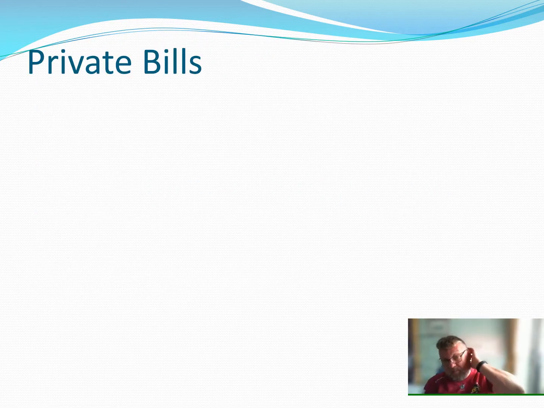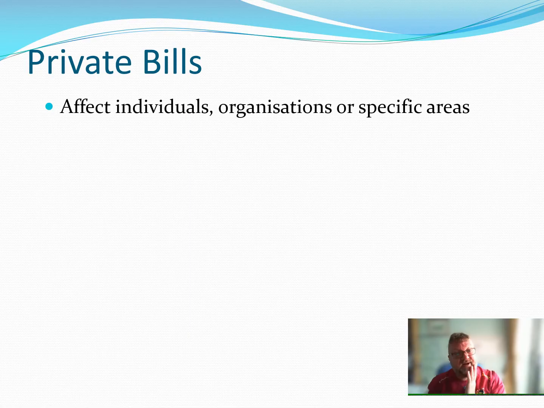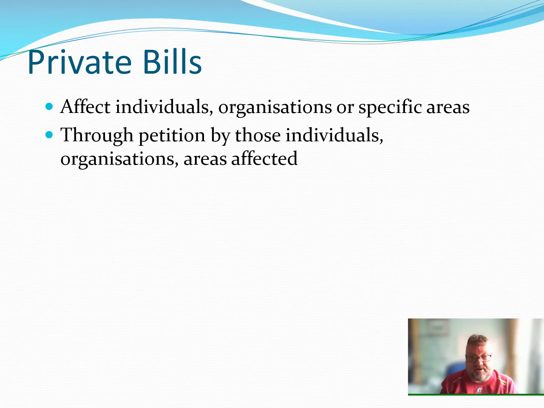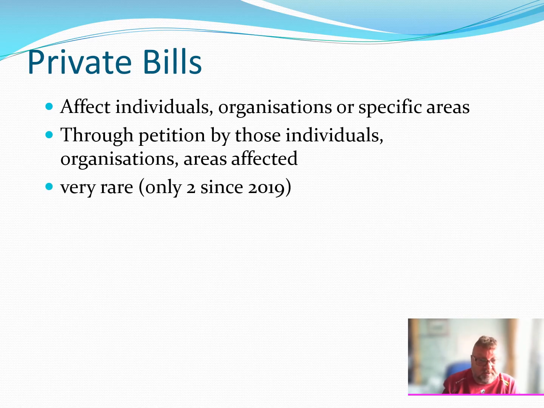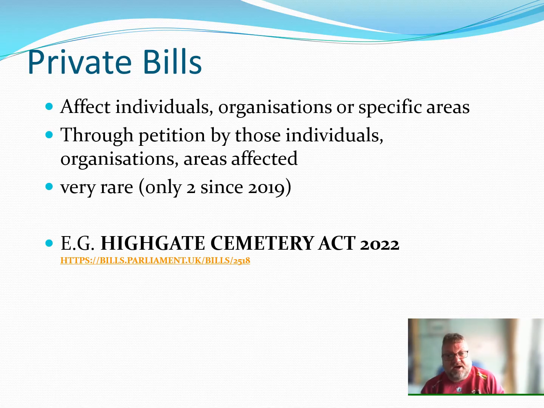Moving on then to private bills. Unlike public bills, these just affect specific organisations, individuals or areas. They're petitioned by the individual organisation, so it'll be the organisation that it affects that will try and get the bill through, not members of Parliament. They are very rare. I did a bit of research. Only two have been brought before Parliament since 2019, so that's two in three years. And the most recent one has been the Highgate Cemetery Act.